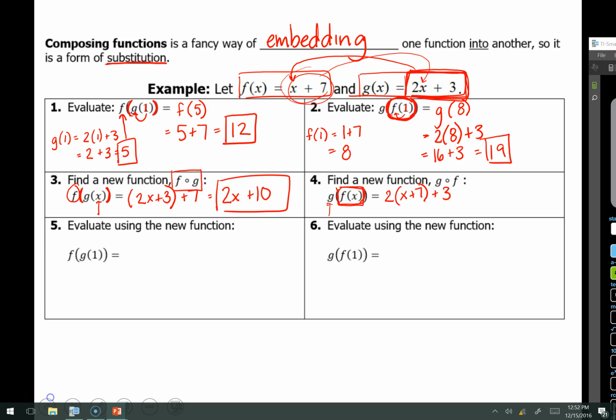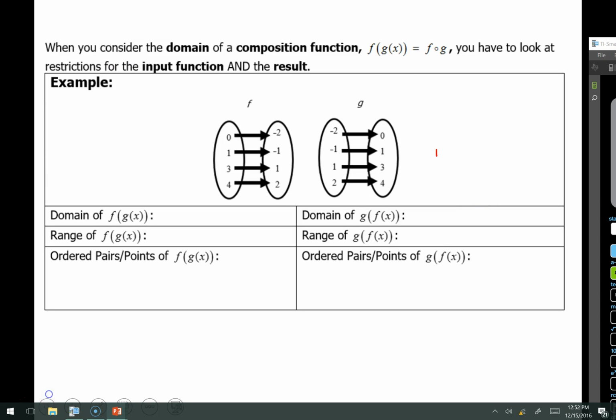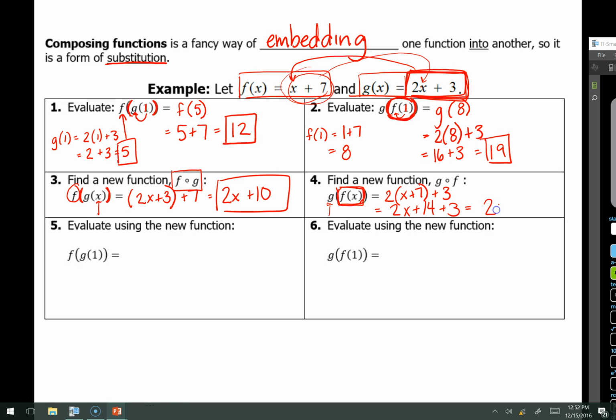So now I need to simplify. So let's distribute this 2. That gives us 2x plus 14 plus 3. And then when I combine like terms, that gives me 2x plus 17. And that's my new function there.